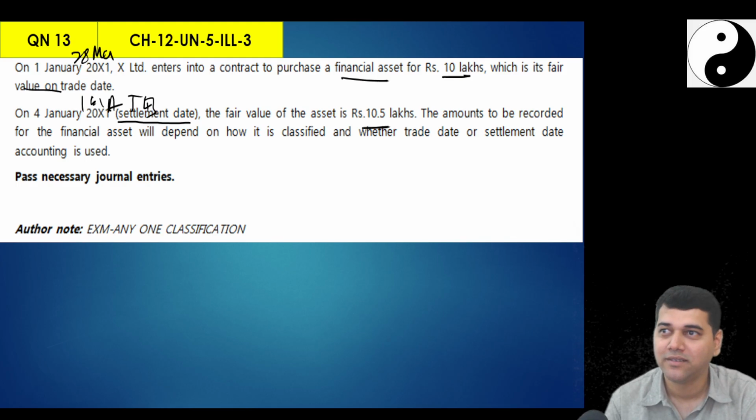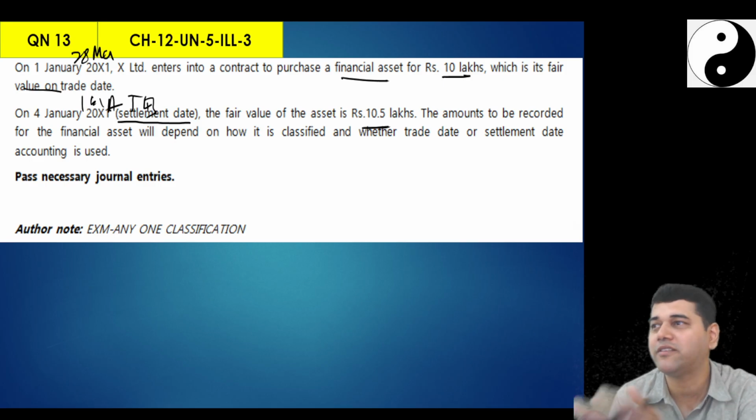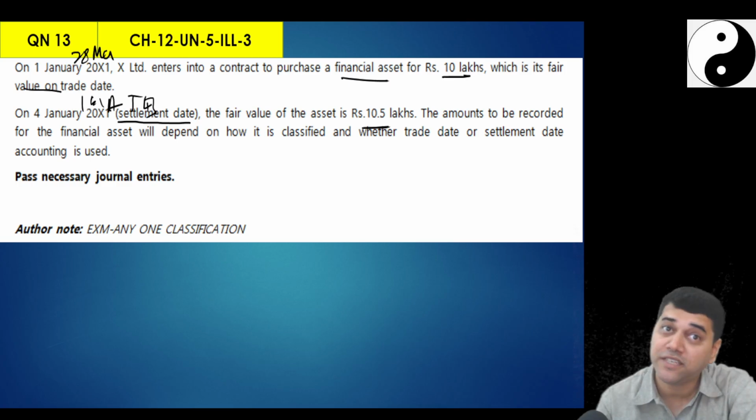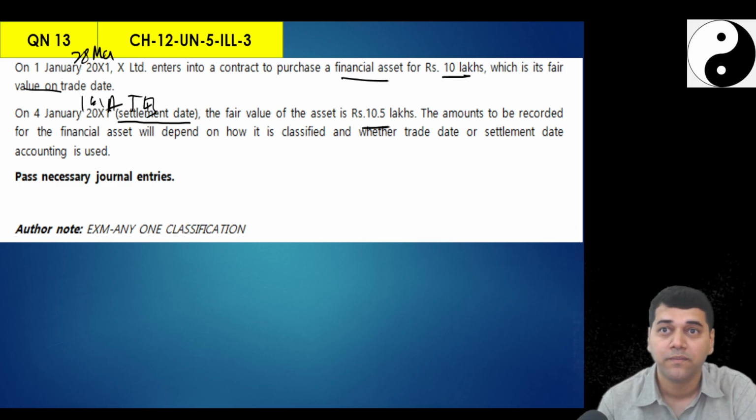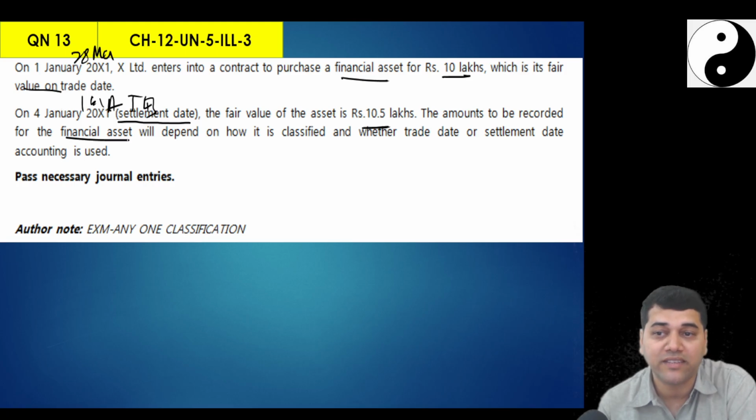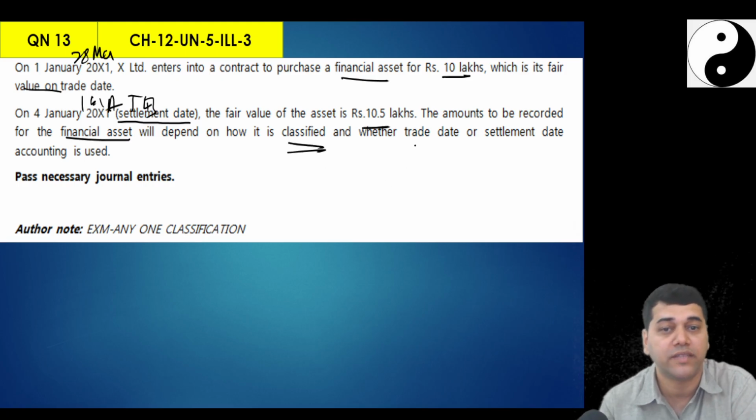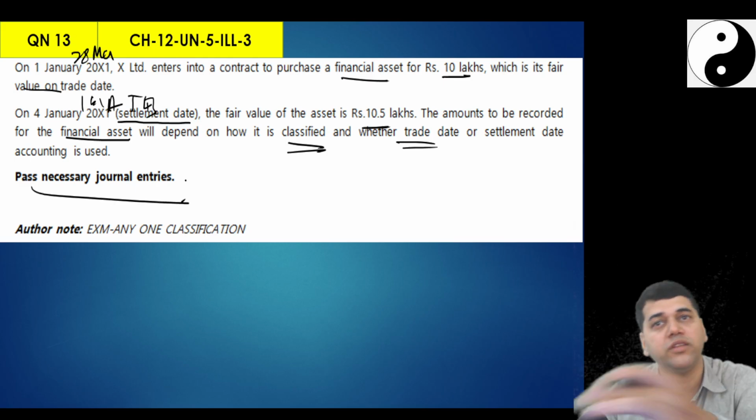Understood the catch? Because between 1st January and 4th January it doesn't make any difference. But between 28th of March and 1st of April, it makes a difference now. And on 28th of March, if you account, its fair value is 10.5 lakhs. The amount to be recorded for the financial asset depends upon how it is classified, whether trade date or settlement date. Now pass the journal entry for both types of scenarios.